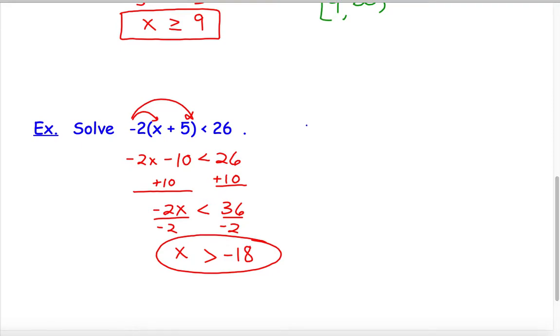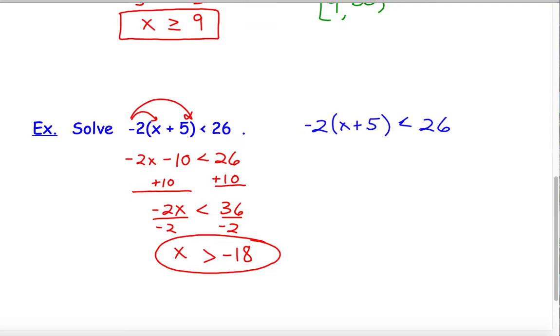Now I want to go back though and show you that there is an alternative way to solving this. So what if instead of distributing, we decided let's divide both sides by negative 2 right off the bat. Now dividing by a negative, so I have to switch my inequality. Negative 2 divided by negative 2 is 1, so we don't have to use the parentheses anymore because 1 times the quantity x plus 5 is simply x plus 5. And on the right side, 26 divided by negative 2 is negative 13.